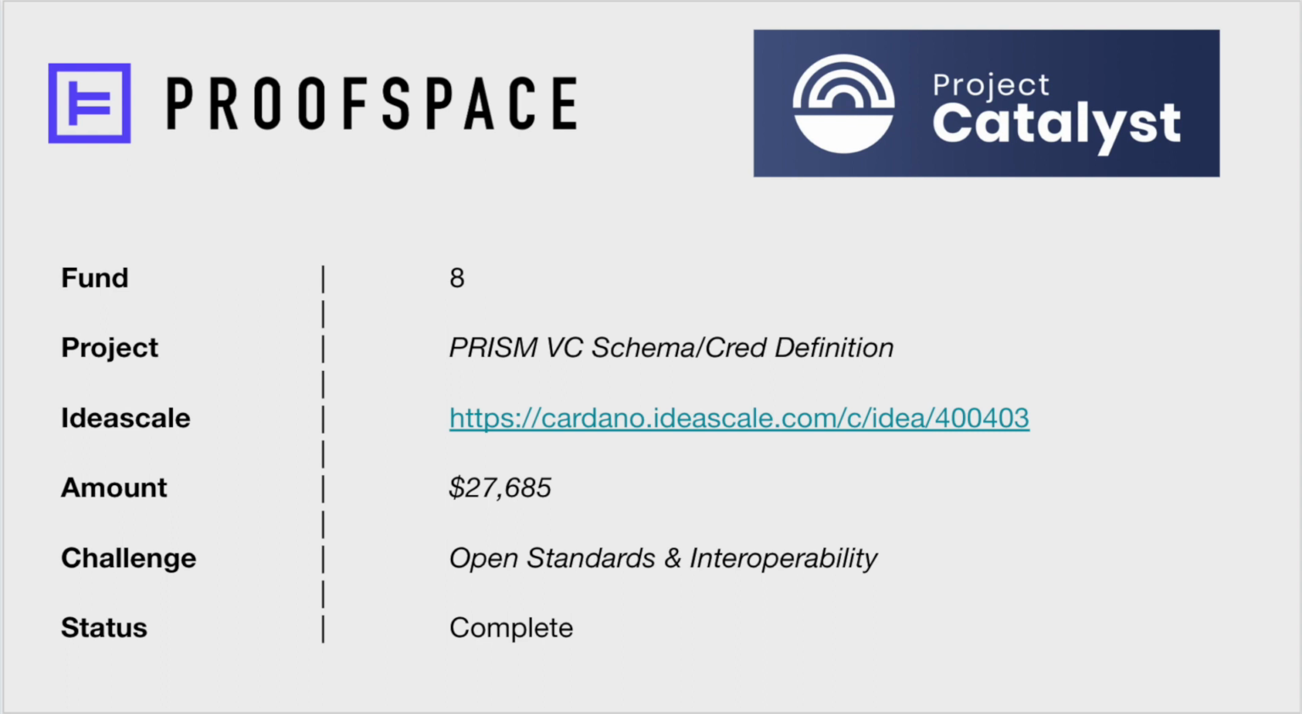Very happy to be sharing with you the closeout video for the project PRISM VC Schema and Credential Definition, which was funded with 27,685 USD in the Open Standards and Interoperability Challenge of Catalyst Fund 8. The output of this project is a standard representation of a PRISM credential schema and credential definition, and with that, a set of open source tools for verifying this standard and defining a way to store a schema in persistent storage. So what is a credential schema and a credential definition?